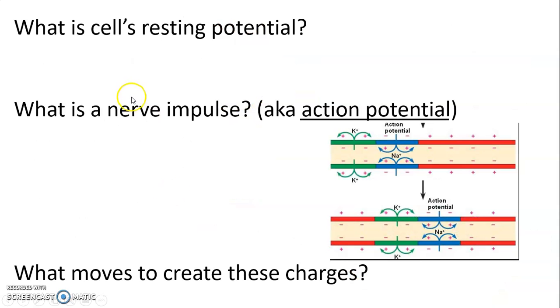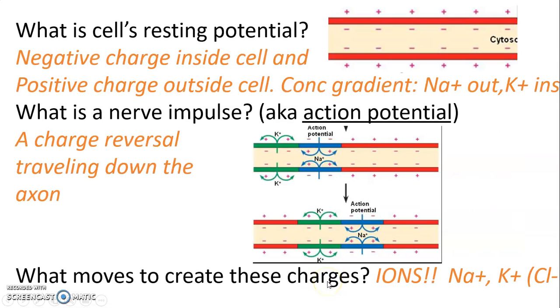I think that's everything. Oh, this is just a couple of little questions. What is a cell's resting potential? What is a nerve impulse or action potential? And what are the things that move to create these changes, I think is what I wanted to say.